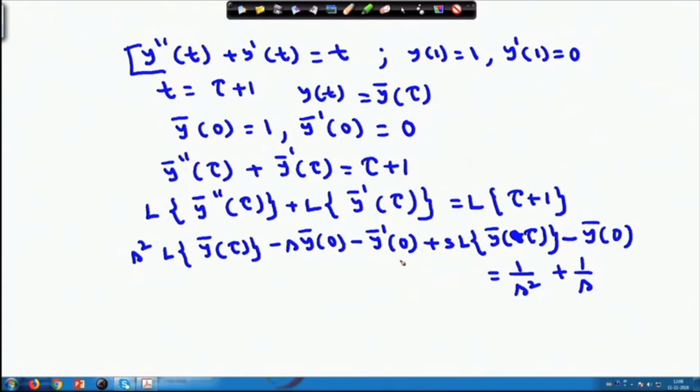Now, substitute the values of y bar(0) and y bar dash (0). If you substitute the values you know, y bar(0) is 1 and y bar dash (0) is 0.